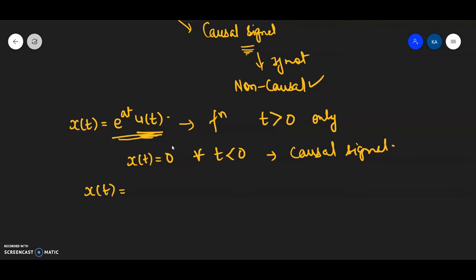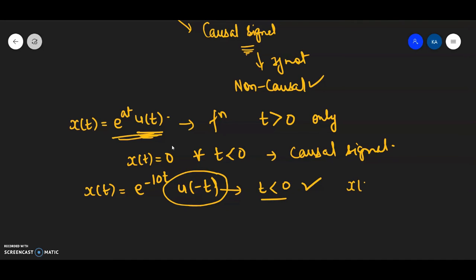x(t) is equal to, say, e to the power minus 10t u of minus t. Now this signal will 100% be non-causal. I hope you are getting my point. Why non-causal? Because u of minus t ensures that the signal does exist for values less than 0. If it does exist, that means x(t) is not 0 in this case. And since it is not 0, I am damn sure that this signal will be non-causal.